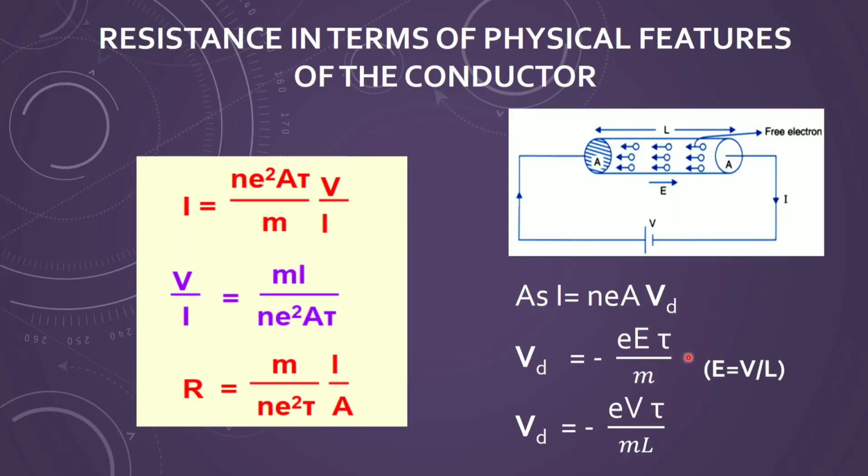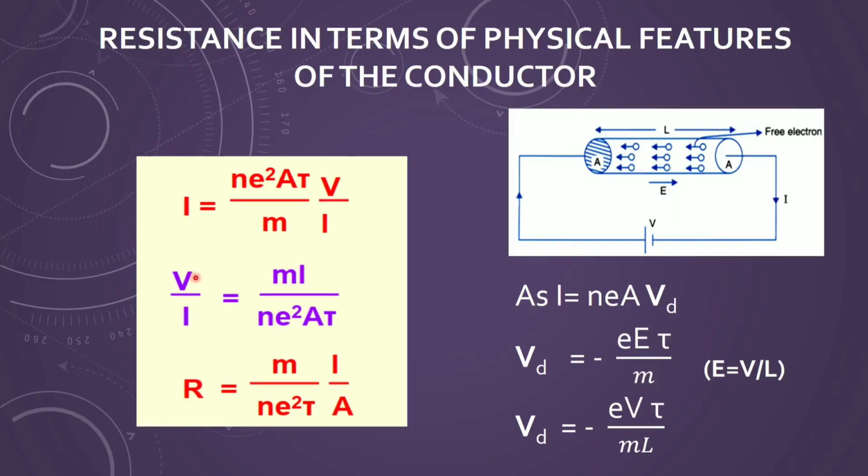Now, if E is the electric field, V is the potential difference, and L is the length of the conductor, then I can write E equals V upon L. So I can replace E by V upon L. This is the modified formula for the drift velocity in terms of the potential difference applied, that is V. Now, if you put this value of Vd in the formula of I, you get I equals N e square A tau upon m into V upon L.